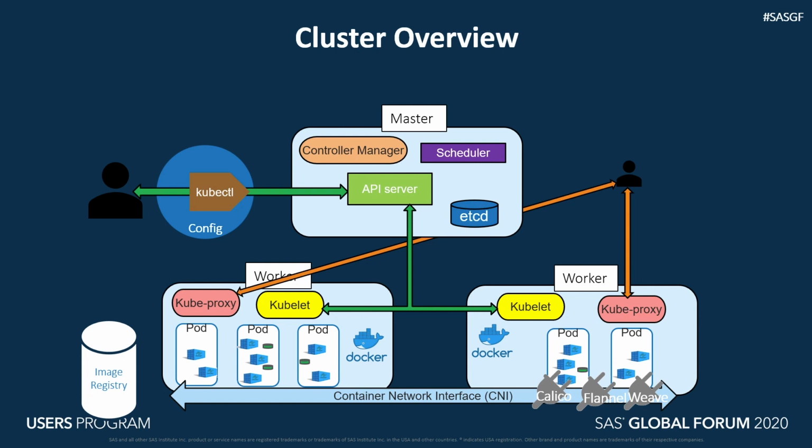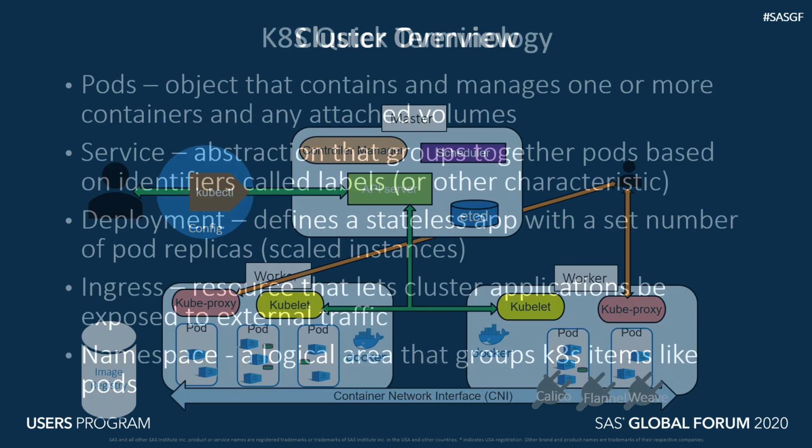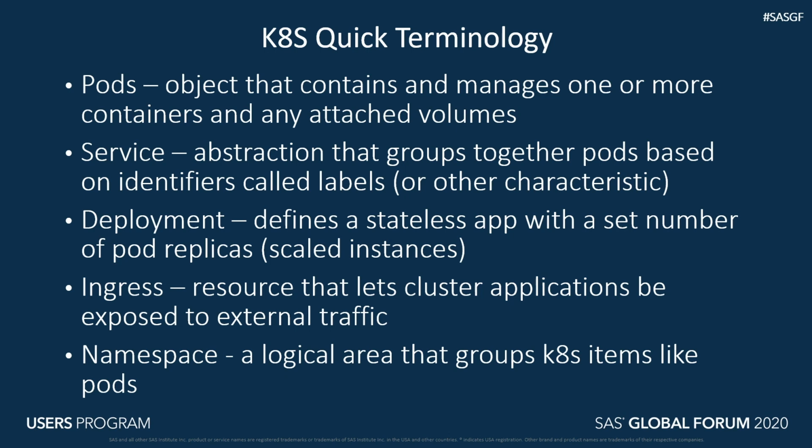So that's our overview of the cluster. You can see there's a lot of parts, but none of them, at least in a block diagram form, is too complex, I think, to really understand or get a handle on. You get the idea of how it's structured. So some quick terminology here. We talked about some of this already. Pods are an object in Kubernetes that contain and manage one or more containers and any attached storage volumes they have. The service is an abstraction that groups together pods based on identifiers called labels.